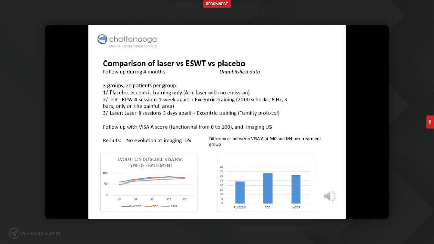What will happen if we use the laser protocol that is proposed in the manual inside the HPL device? We don't know. In this study, we gained 23 points on the VISA-A score with eccentric training alone, 31 points with laser in conjunction, and 34 points with shockwave in conjunction. So, the quality of the realization of eccentric training is an essential element of the result.